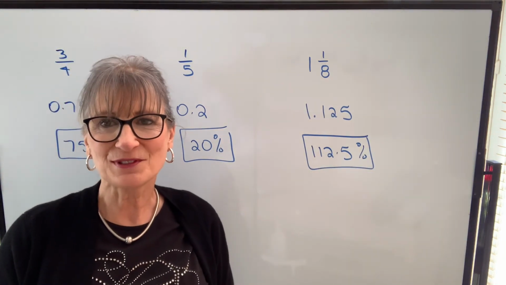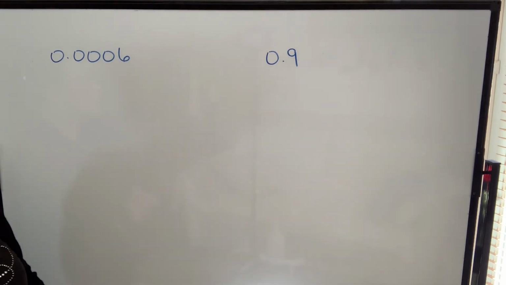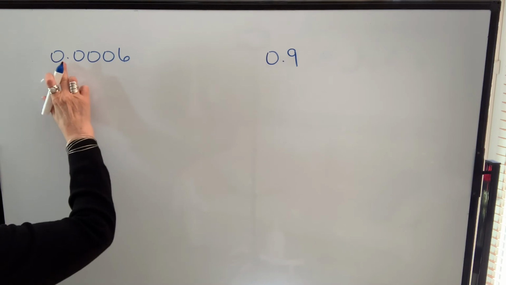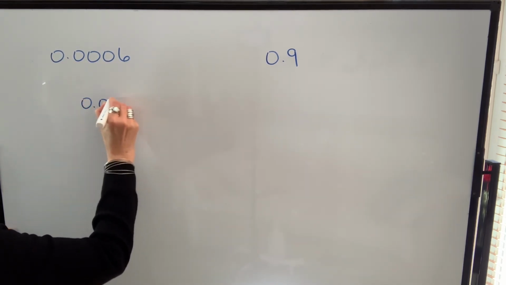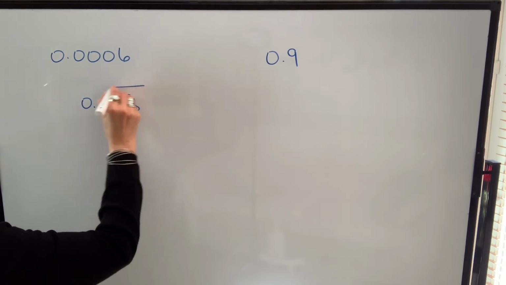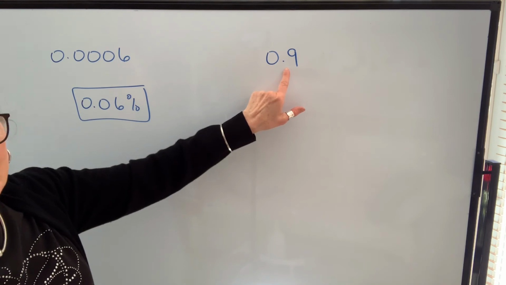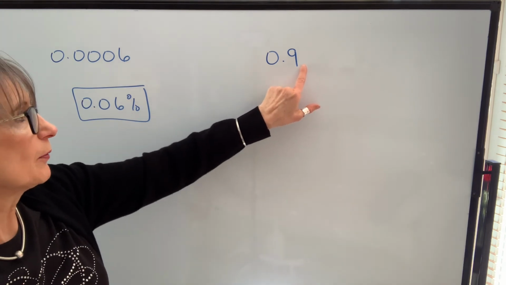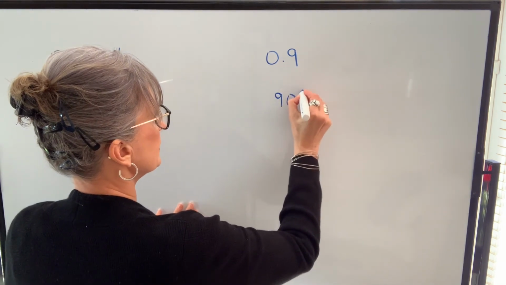Let's try a few more examples. If the number is already a decimal, it makes it very easy to change it to a percent. We just multiply by 100, we move our decimal point 2 places to the right, so this becomes 0.06%. Same thing with this example. We just multiply by 100 by moving our decimal point 2 places to the right, so this is 90%.